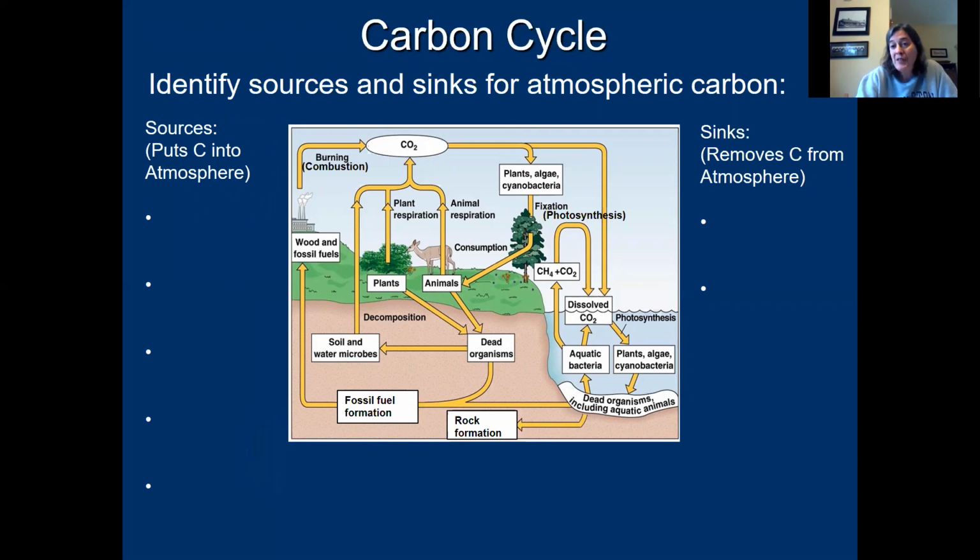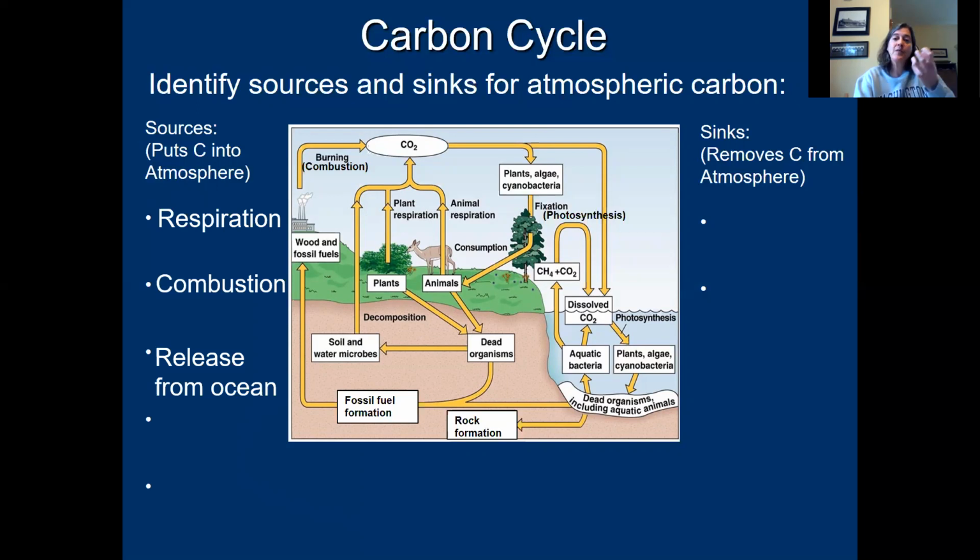So as far as atmospheric carbon goes, we have a lot of sources for it. We have respiration, plants and animals letting out carbon, combustion, burning of fossil fuels, release from the ocean. So just the way oceans can take up that carbon, they can also release that carbon back into the atmosphere. There's a diffusion process that goes on and an equilibrium that can happen there. Eruption from volcanoes, like I mentioned before, I left it off this picture.